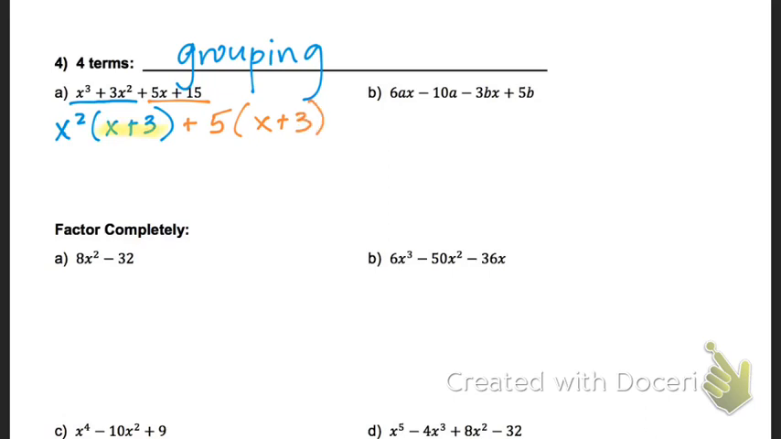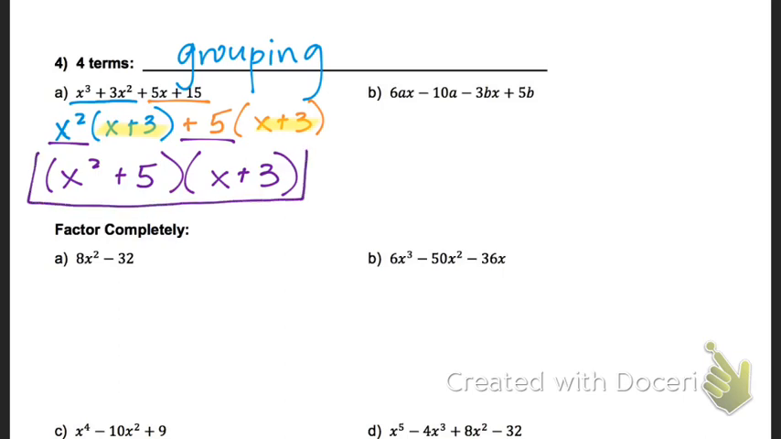Now, these 2 must be the same thing. Otherwise, it will not factor. Is that it? Your final answer will not look like this. You must combine these. So it would be x squared plus 5, x plus 3. You're only going to write it one time. Do not write it twice. And this is your final answer.